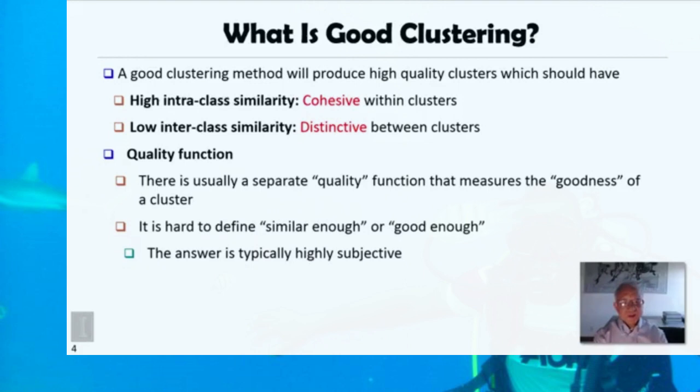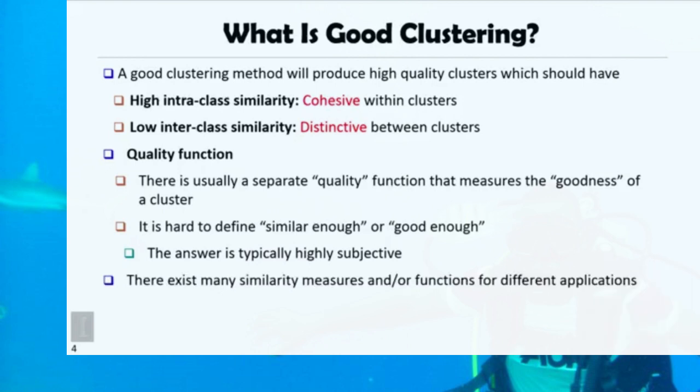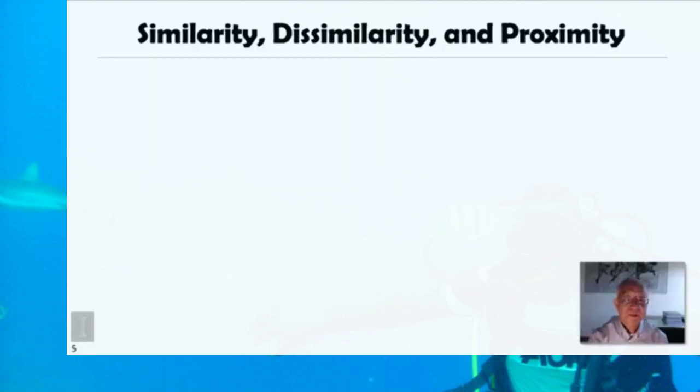To measure this, we need some separate quality function to measure how good a cluster is. However, it is hard to define what is similar enough or good enough. The answer usually could be quite subjective. That's the reason we want to look at different similarity measures or similarity functions for different applications, but they are critical for cluster analysis.